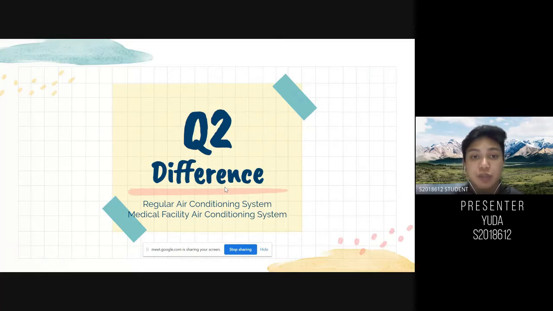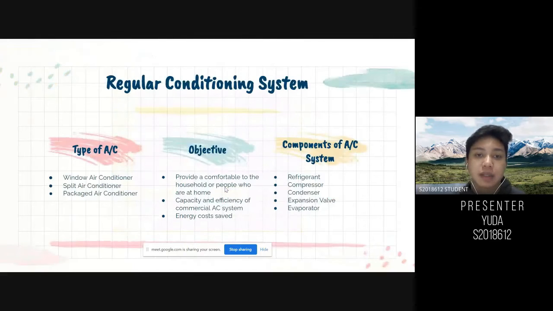So now I'm going to present about the regular air conditioning system. So what is a regular air conditioning system? The regular air conditioning system is used to cool a space by dissipating heat from the space and moving it to the outside area. There are 3 types of regular air conditioning system: window air conditioner, split air conditioner, and package air conditioner. The objective of a regular air conditioning system is to provide comfort to the household or people who are at home.